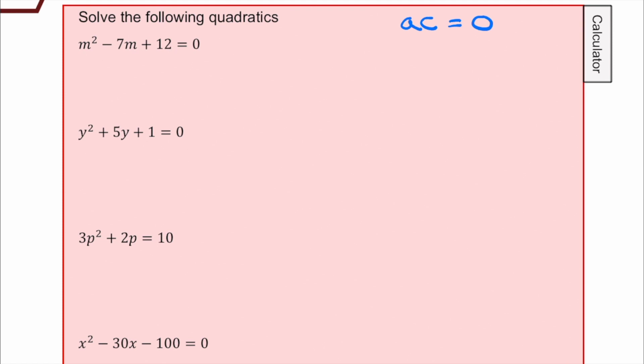So I need to think of two numbers that multiply to give me positive 12, and they need to add to give me minus 7. When you think of the different pairs that would multiply to give you 12, there's only one pair that will add to give you minus 7, and that is if you have a minus 4 and a minus 3.